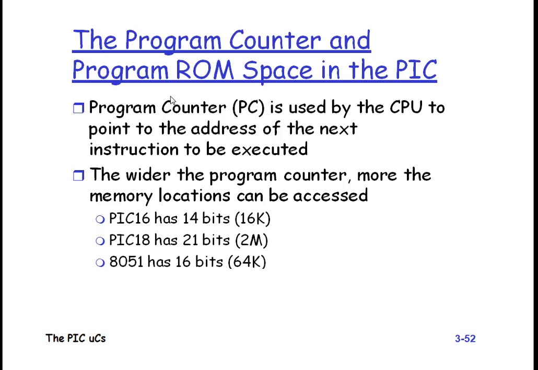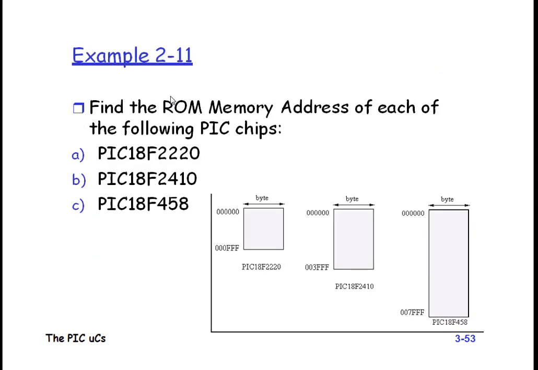The program counter and the program ROM space in the PIC. The program counter is used by the CPU to point to the address of the next instruction to be executed. The wider the program counter, the more locations can be accessed. So PIC16 normally has 16 KB of memory, PIC18 has 2 MB, and 8051 has a 16-bit counter and 64K memory. So in this example, find the ROM memory addresses of each of the following PIC chips: PIC18F2220, PIC18F2410, and the last one.